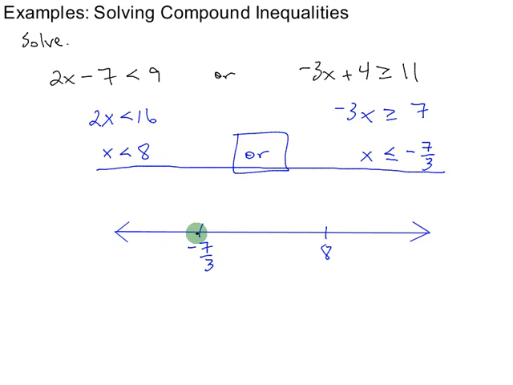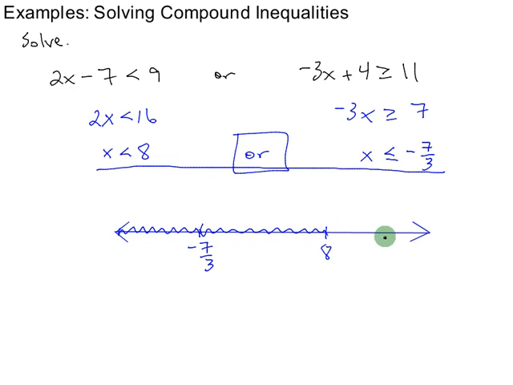What about numbers smaller than -7/3? We know they're going to be shaded, right? Because all those numbers make this first inequality, or the second inequality, true. In fact, -7/3 is also shaded. What about numbers between -7/3 and 8? Well, numbers bigger than -7/3 won't make this inequality true, but numbers smaller than 8 will make this inequality true. So all these numbers also have to be shaded.